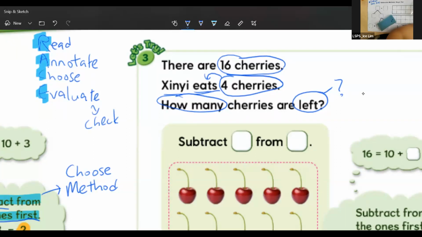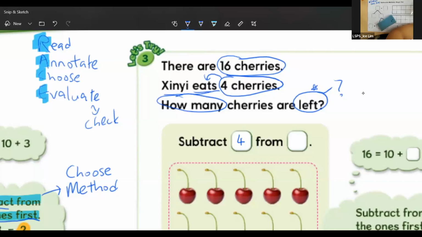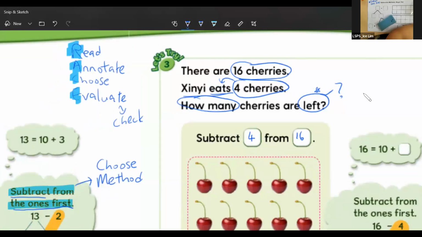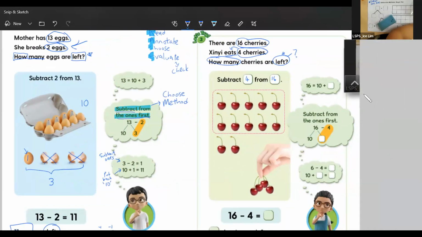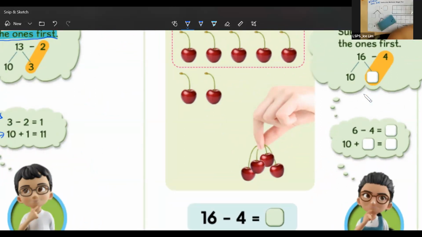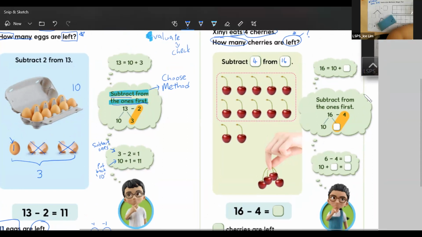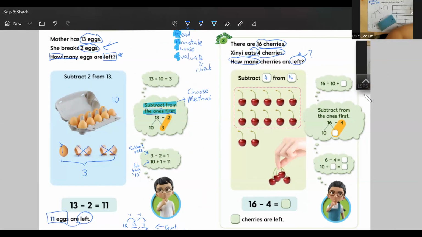So I read and then I circle and star and draw brackets, question marks and draw arrows to star the important words. Now, we are supposed to subtract 4 cherries from 16. That's what it means. Because, look, Xingyi is taking away the cherries to eat. See? She took the cherries away to eat. Now, let's look at the method here. Again, we are going to choose the method: subtract from the ones first. So we'll choose this method.